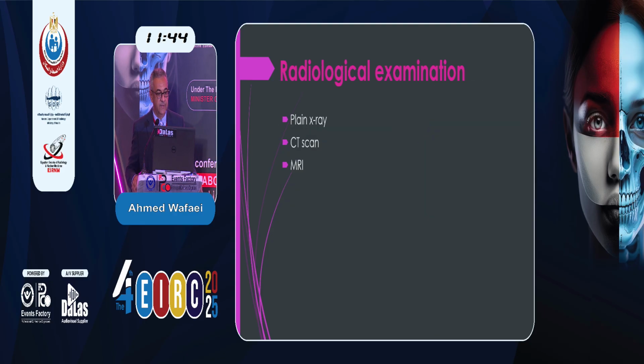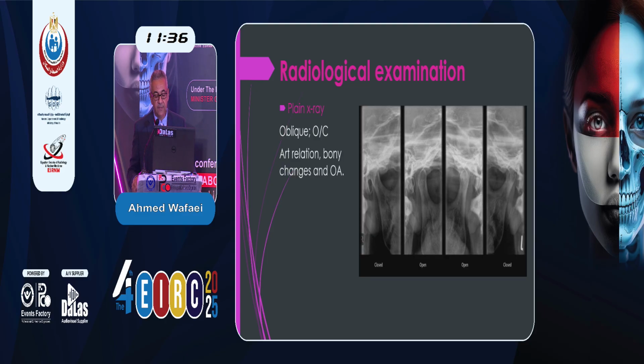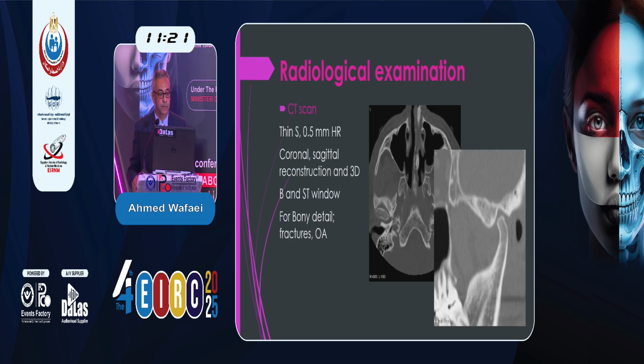We will discuss the different radiological examinations, including plain X-ray, CT, and most importantly, MRI, as I've said. X-rays are done in oblique views in open and closed mouth. It helps to identify the articular relations of the joint, any major bony changes, major fractures, and gross osteoarthritis. The CT scan should be done in high resolution thin sections, 0.5 millimeter. We can reconstruct, of course, above 0.5 millimeter, but this is typically done for high resolution imaging.